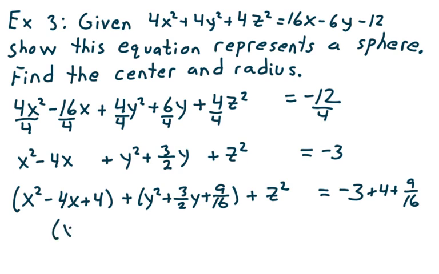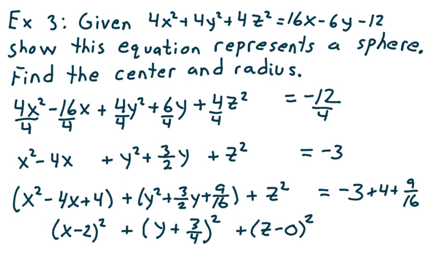So I get (x − 2)² + and I claim this is (y + 3/4)² plus, and if you don't mind, I'm going to write this as (z − 0)². That's on the left side. On the right side, we get 1 + 9/16, which is 25/16.